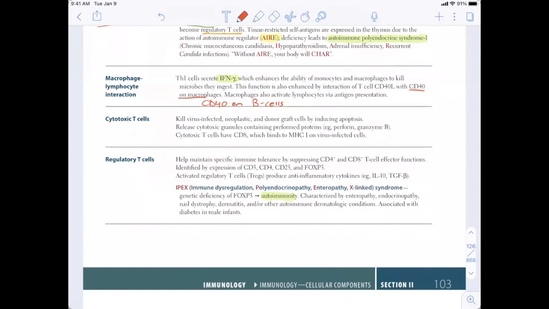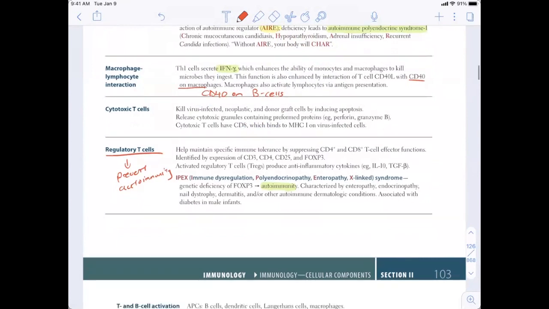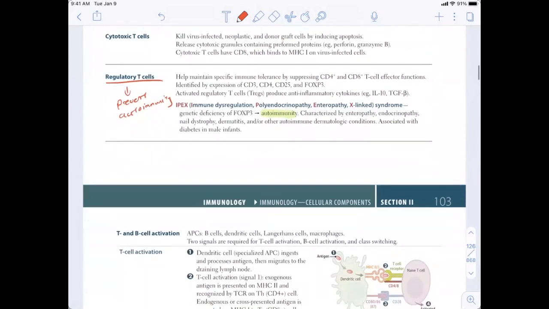Because the job of your Treg cells is to prevent autoimmunity. They're part of the end results of your negative selection. So go through those and memorize what you need to.